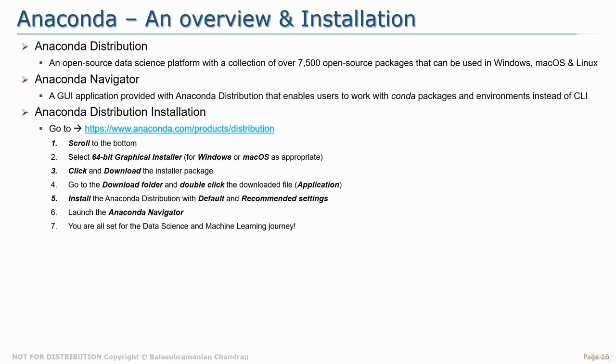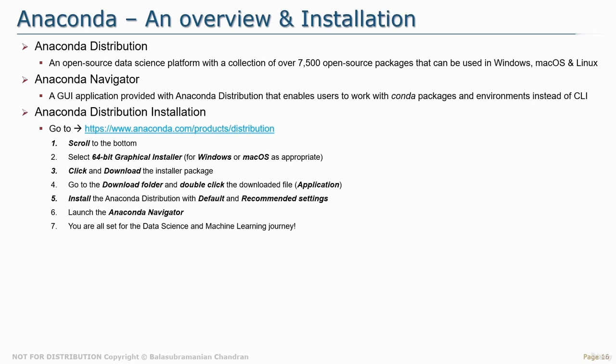Anaconda distribution installation. Go to the link given below, anaconda.com/products/distribution. Scroll to the bottom, select a 64-bit graphical installer for Windows or Mac OS as appropriate. Click and download the installer package. Go to the download folder and double-click the downloaded file. Install the Anaconda distribution with the default and recommended settings. Launch the Anaconda Navigator. You are all set for the data science and machine learning journey.